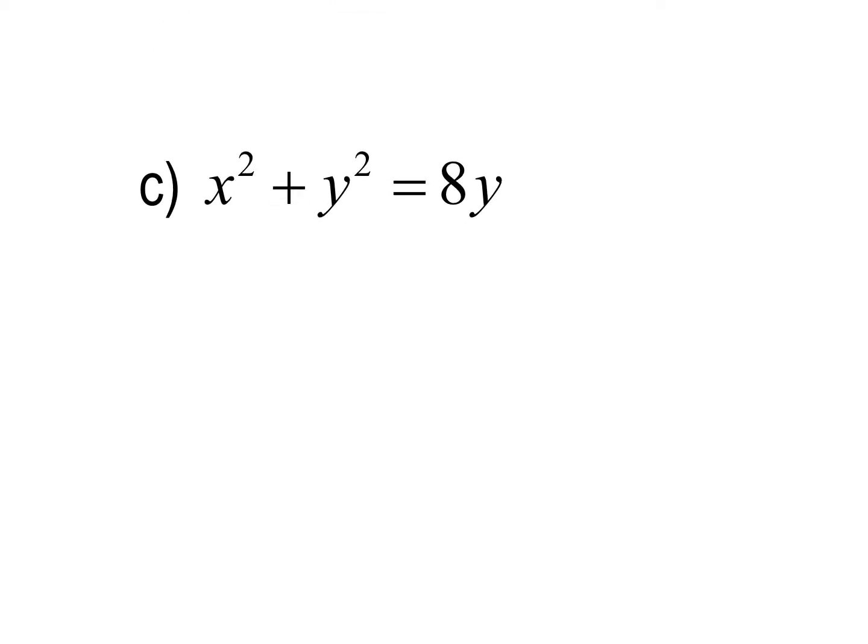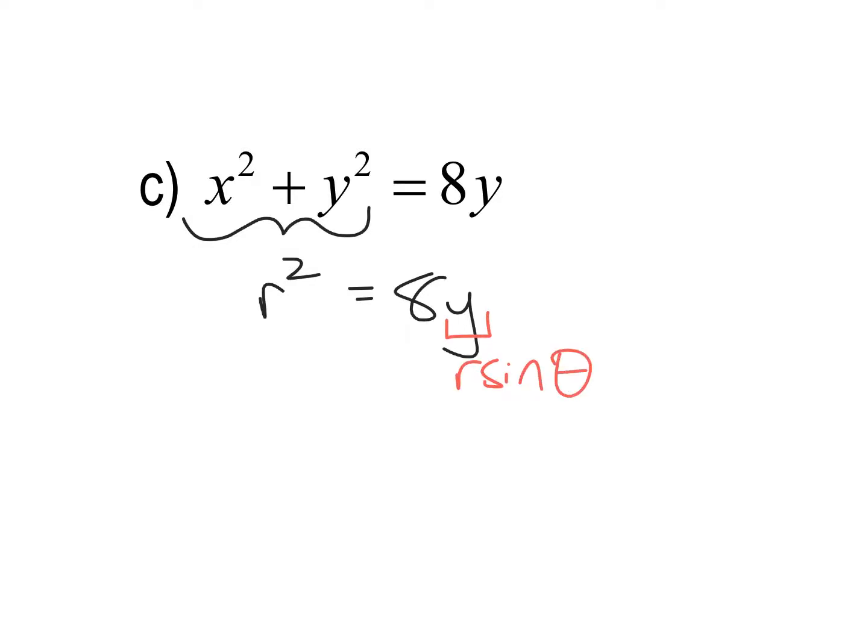x squared plus y squared equals 8y. I need to get rid of these x's and y's in order to convert it to polar. What I do know is that x squared plus y squared equals r squared. Okay, so that's a start. I got rid of some of the x's and y's, but I also know that y equals r sine theta.